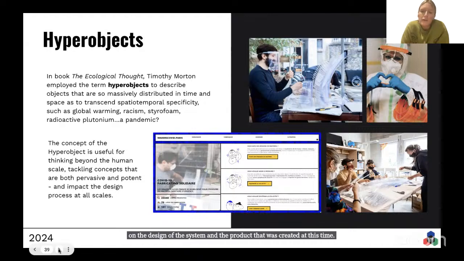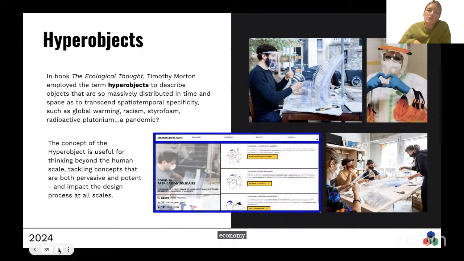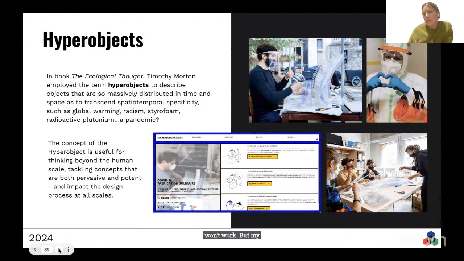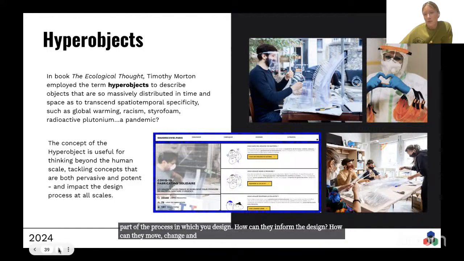So when we're thinking about distributed design, and when we think about design beyond the paradigm of the extractive petro economy, there are many influences that we will have to grapple with that directly influence the way in which we respond as designers. And to ignore them won't work. But my provocation to you is to think about how they can be part of the process in which you design. How can they inform the design? How can they move, change, and integrate into the process of design that you have?